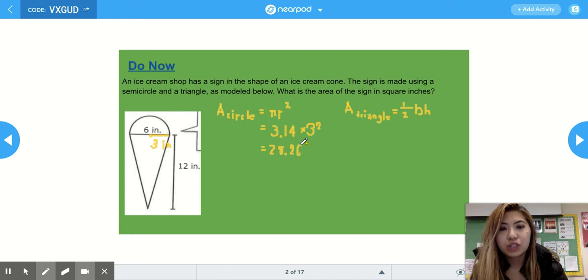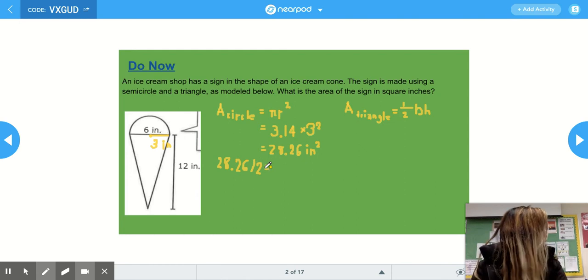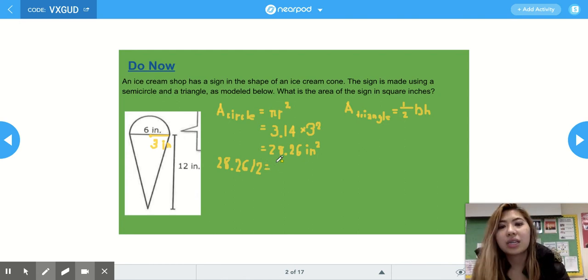Our unit of measurement in this problem is inches, so inches squared. And that's the area for a full circle. Because we have a semicircle, or half a circle, we're going to have to divide the 28.26 by 2. And that gives us 14.13 inches squared.